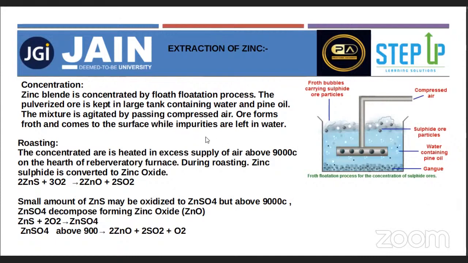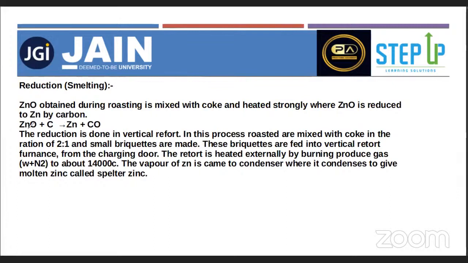Once we get zinc oxide after roasting, we use carbon to reduce it to zinc and carbon monoxide. The reduction is done in a vertical retort. The roasted ore is mixed with coke in the ratio of 2:1 and small briquettes are made. Briquettes are basically a powdered mixture with coal. These briquettes are fed into the vertical retort furnace from the charging door. The retort is heated externally by burning producer gas, which is CO and N2, to about 1400 degrees Celsius.